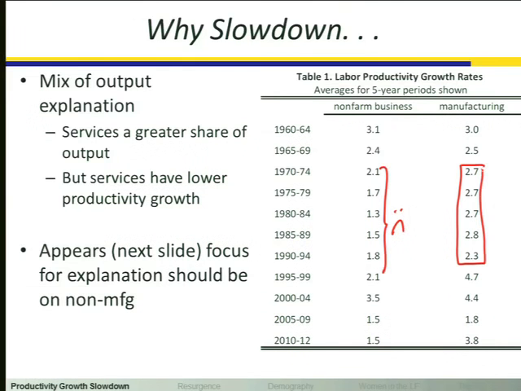It's really not changing. So it's averaging 2.7, 2.7, 2.7, 2.8. It dips down to 2.3 for that period 1990 to 94. It surges back to 4.7 and 4.4 in the mid-90s and the mid-aughts.